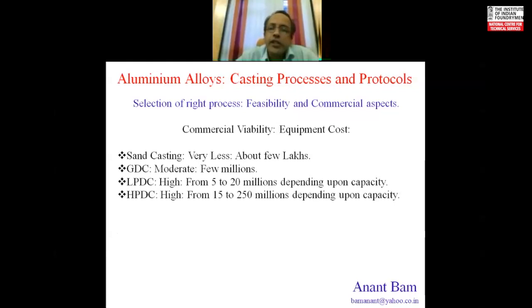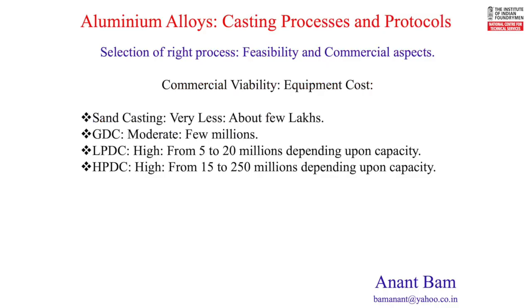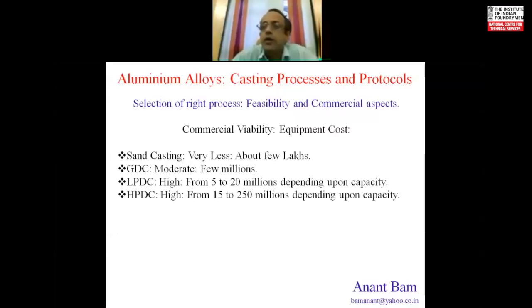For gravity die casting, the equipment cost is slightly high because you need a die operating mechanism. For low pressure die casting, the equipment cost is further high because you need, apart from the die operating mechanism, a pressurized, pressure tight chamber, which is a large enough chamber to accommodate the whole furnace. For high pressure die casting, it is further high because the equipment is quite sophisticated and on a higher end.